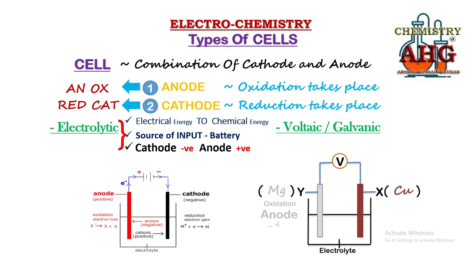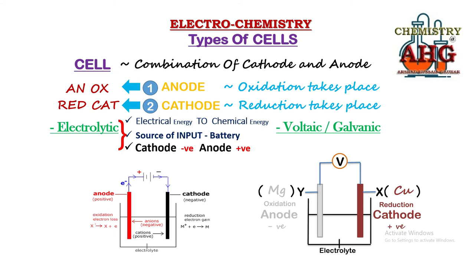Compared to this magnesium, the copper would become the cathode because it would have undergone reduction, and the copper cathode would be carrying positive charge. So this information is necessary for a voltaic cell whenever you are asked to identify negative and positive electrodes. Now these are the main differences between electrolytic and voltaic cells that we commonly study in chemistry.